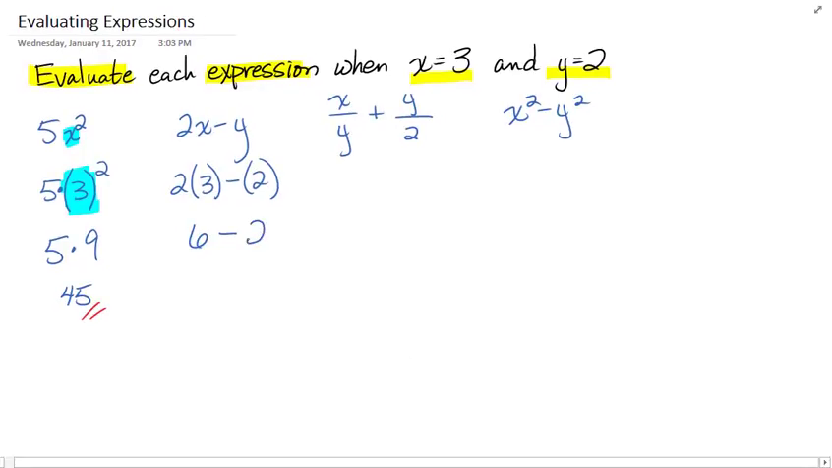Now I can also drop those parentheses with the understanding that I can think of it as a negative 2. 6 minus 2, or 6 plus a negative 2. But those parentheses are not needed there in this case. 6 minus 2 is a 4.